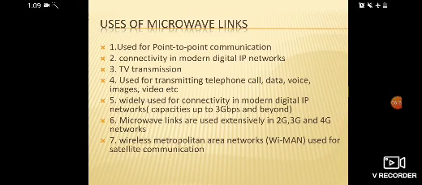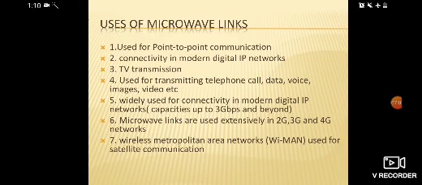The first one is used for point to point communication, connectivity in modern digital IP networks, and it is used for TV transmission. It is used for transmitting telephone calls, and at the same time data usage, voice calls, images, video conferences, all of that can be done with the use of microwave links. It is mainly used for connectivity of digital IP networks up to 3 Gbps, and beyond that also. Microwave links are mainly used in 2G, 3G and 4G networks, and nowadays with 5G networks also.